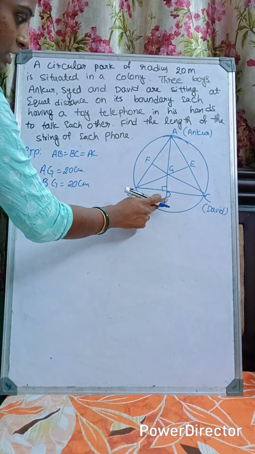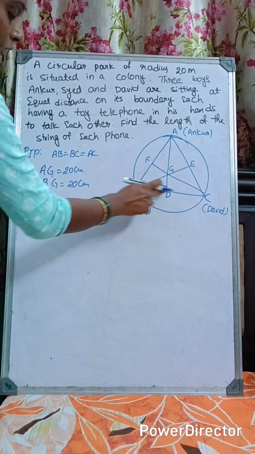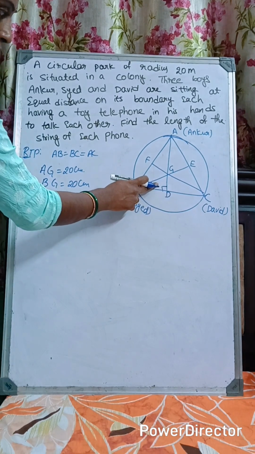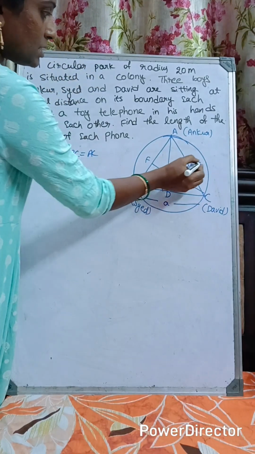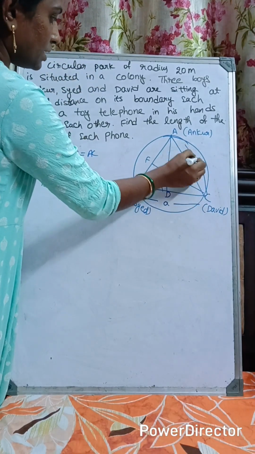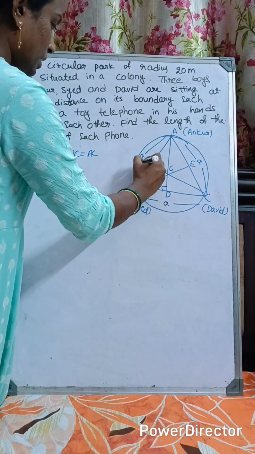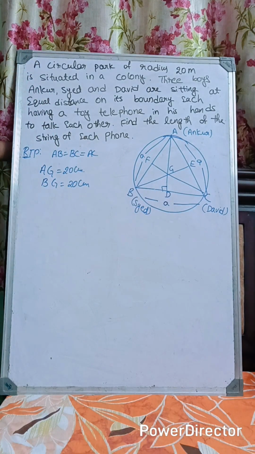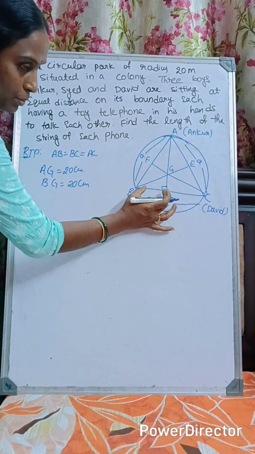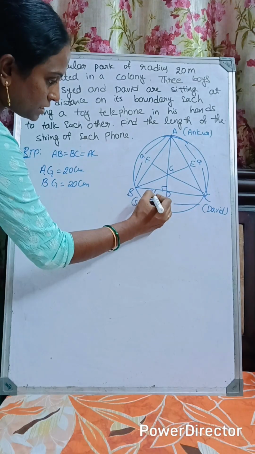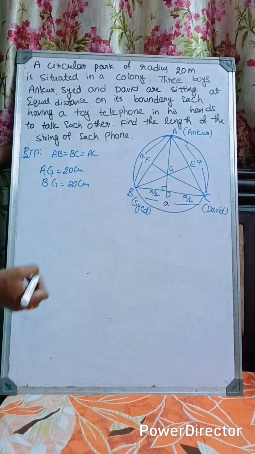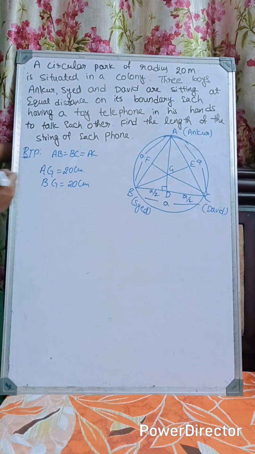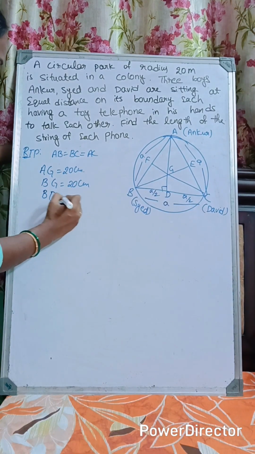If we draw a line segment, it bisects the chord and is also perpendicular. As it is an equilateral triangle, I can consider each side as length A: AB is equal to BC is equal to AC. Now it bisects the chord, so BD is A by 2, and CD is also A by 2.